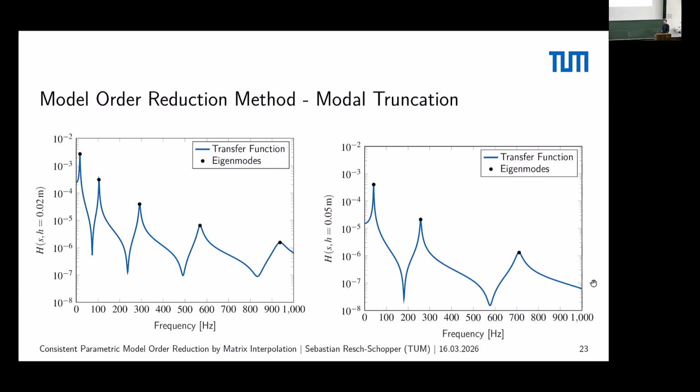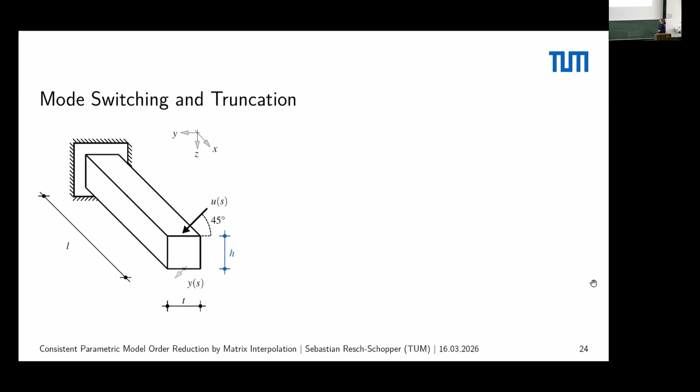But when we use modal truncation, we buy a new problem, which is mode switching and truncation. So for that, I'm using almost the same example. I just tilt the input by 45 degrees and the output.